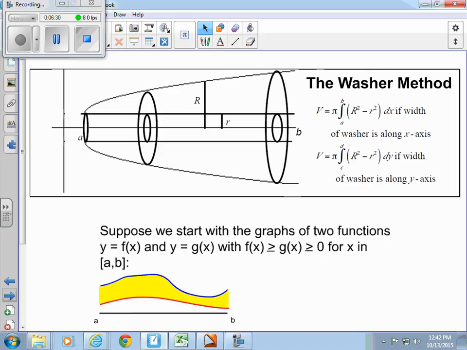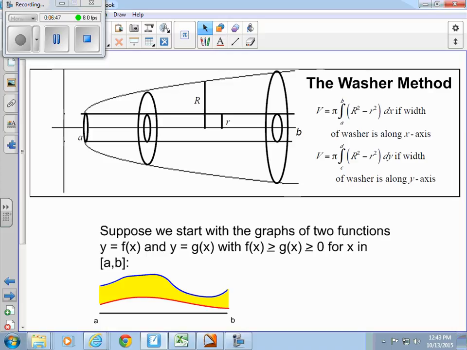I used to have one in my classroom. I need to get one again so I can show you what a washer looks like. So it's a circle with a hole in the middle. How do you find the area of a circle with a hole in the middle?